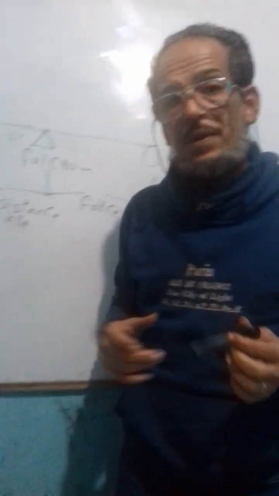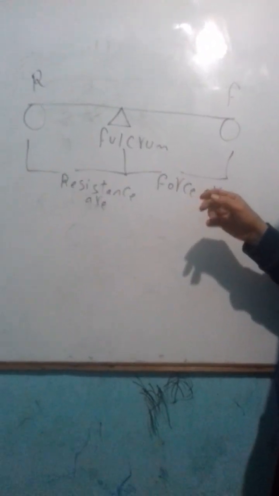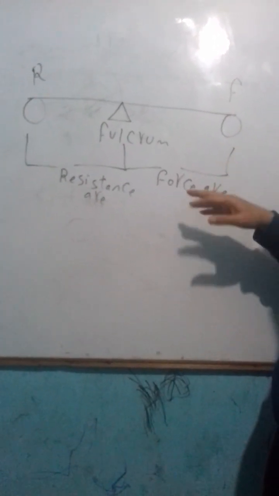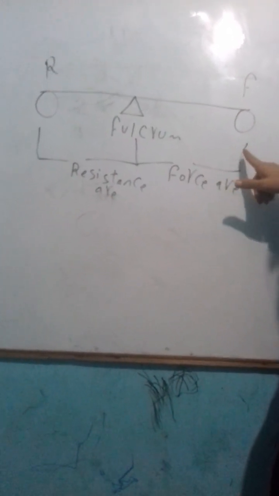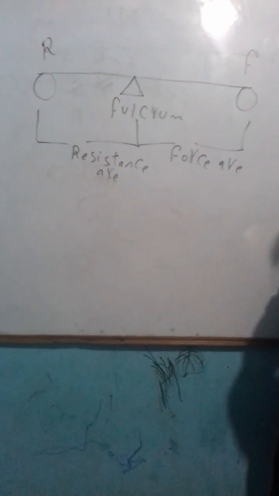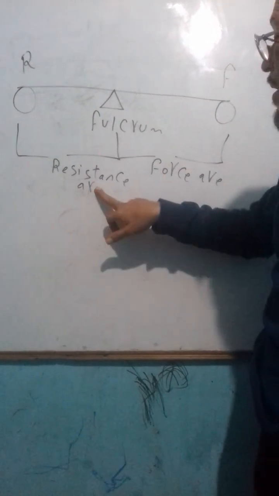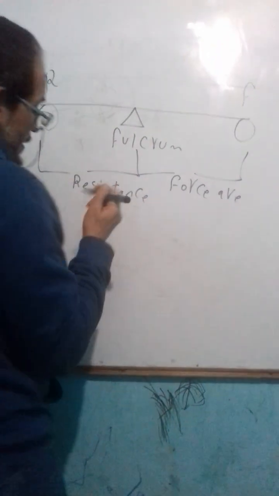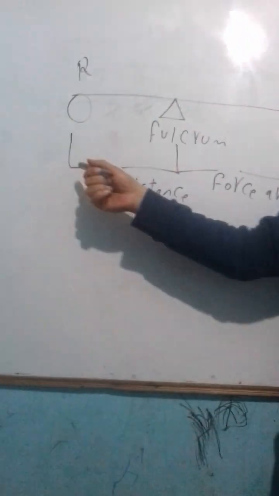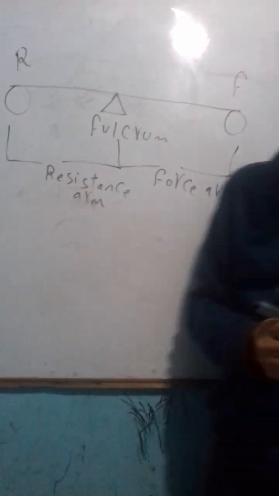For that, we can define the force arm. The force arm is the distance between the force and the fulcrum. And we can define resistance arm. It is the distance between the resistance and the fulcrum.